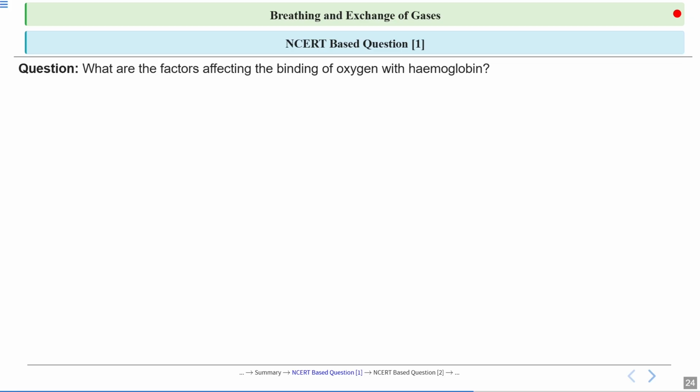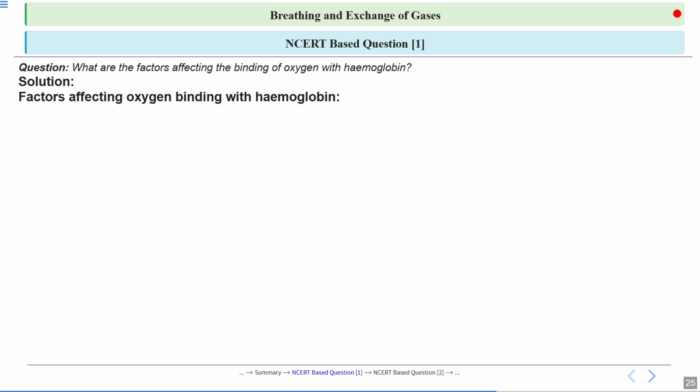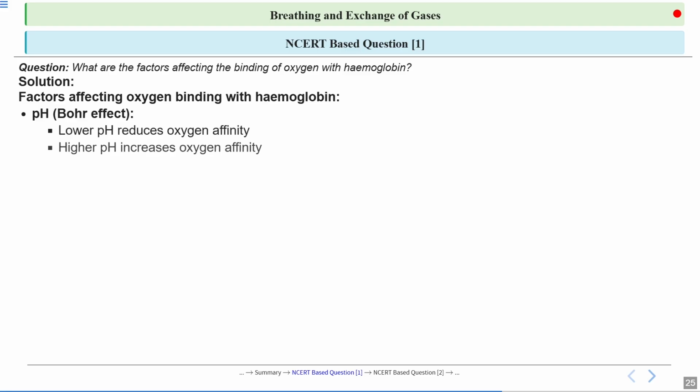Now there is one NCERT based question. What are the factors affecting the binding of oxygen with the hemoglobin? Let us see the answer. The factors affecting oxygen binding with the hemoglobin: pH, that shows the Bohr effect. Lower pH reduces oxygen affinity. Higher pH increases oxygen affinity. If the pH is high, it increases the oxygen affinity, and when the pH is lower, then it reduces the oxygen affinity. This is the Bohr effect.